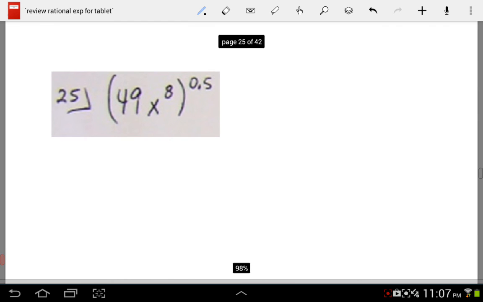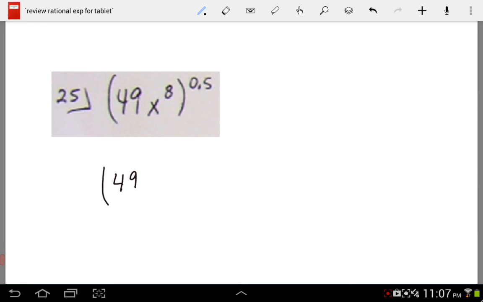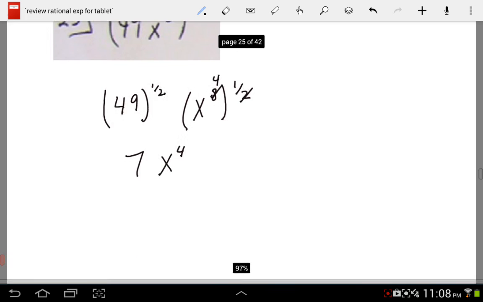Okay, on 25 we got 0.5, so let's just write 1/2 power for that instead. So I have 49 to the 1/2 power, and then x to the 8th to the 1/2 power. Now, you could take 49 right there and write it as 7 squared, but again, 1/2 power is one where I would do that a little bit differently. 1/2 power just means square root. So that's just going to be 7. And now here we can say that 2 goes into 8 4 times, so we get 7x to the 4th power.